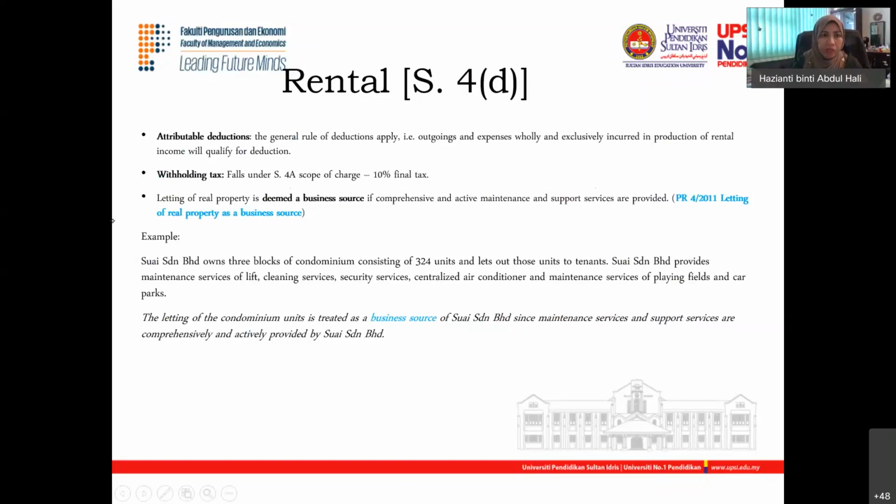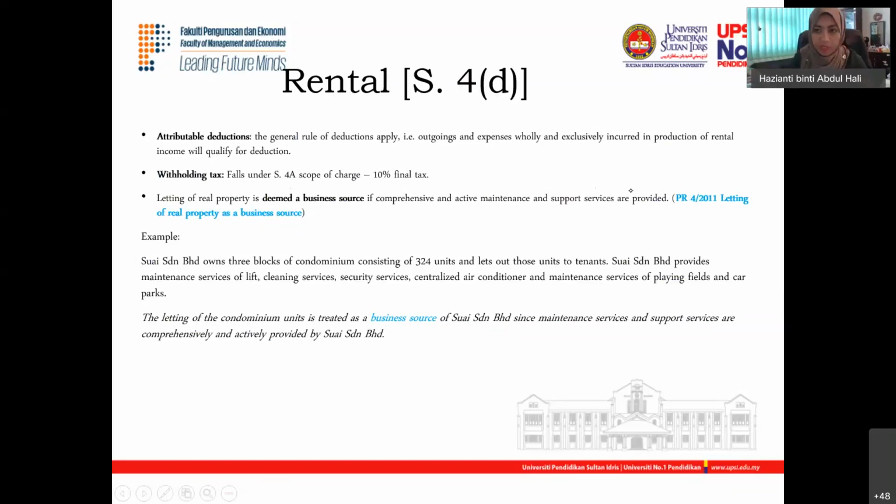So here we have attributable deductions and also, in some cases, withholding tax. Withholding tax is for non-residents, as I told you before. Letting of real property is deemed a business source if comprehensive and active maintenance and support services are provided.